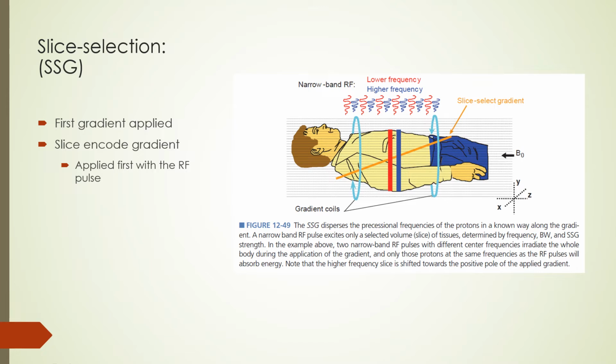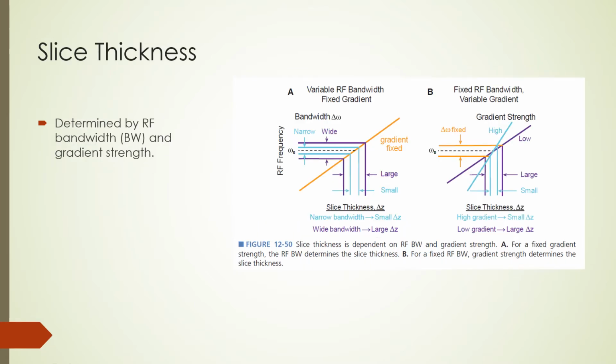A slice select gradient localizes the position along the Z-axis of the patient if axial slices are desired. For sagittal slices, the slice select gradient is applied along the X-axis, and for coronal slices, the slice select gradient is applied along the Y-axis. I will talk about this some more in a few slides. Once a slice is selected, the slice thickness is chiefly determined by the bandwidth of the radiofrequency pulse and the gradient strength across the field of view selected.